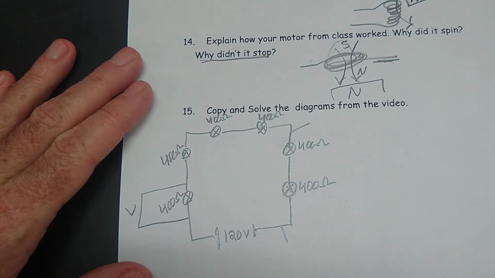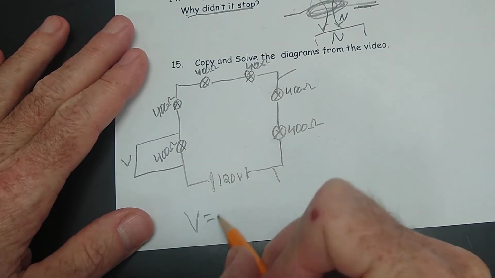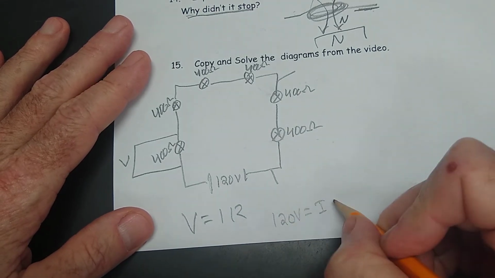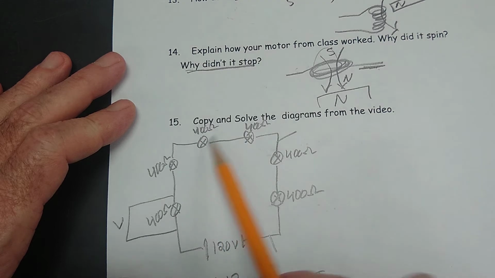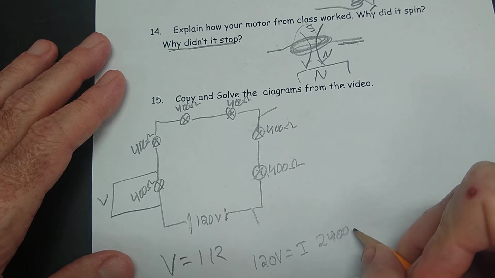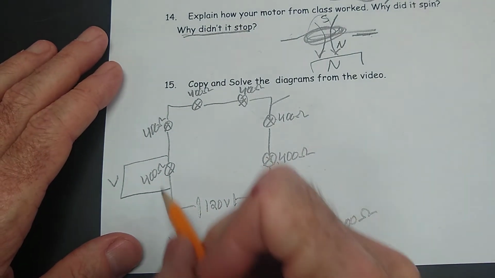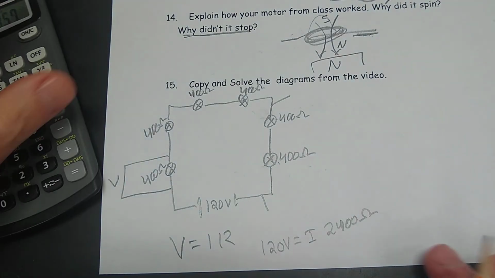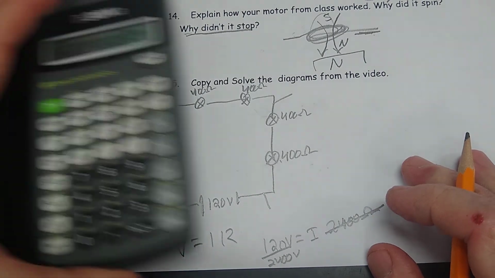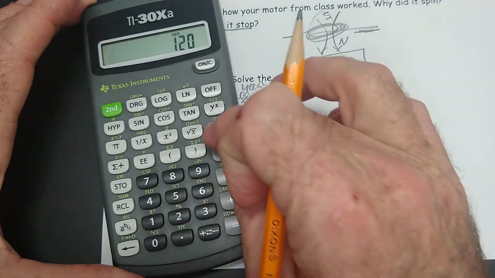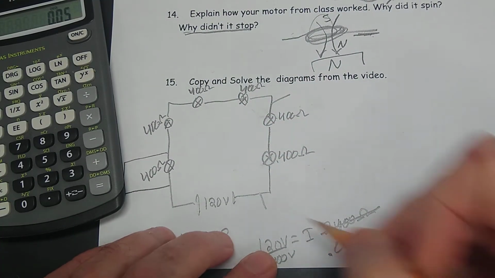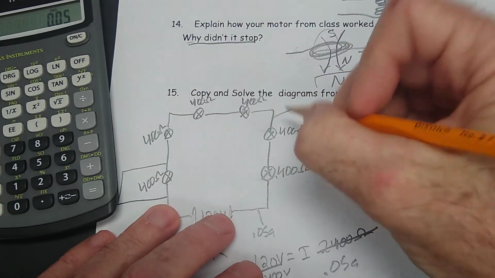All right. First thing, V equals IR. 120 volts equals I times, well, let's add up the R. 1, 2, 3, 4, 5, 6 times 400 is 2,400 ohms of resistance. We have to add up these resistors because they're all in series. So to solve for I, we'd have 120 divided by 2,400, which will give us 0.05 amps. So it'd be 0.05 amps here and here. It doesn't matter.